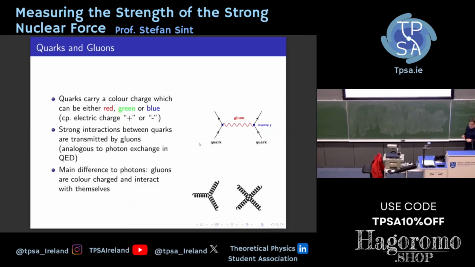So quarks and gluons. Quarks carry a color charge, and this, unlike electric charge, cannot just be plus and minus. It can have 3 different states, and they have been basically likened to colors. So color is an analogy that people use, and say you have a red, green, and blue charge for each quark or antiquark. And the strong interaction between quarks is transmitted by gluons. So gluons basically replace the photons of QED, of quantum electrodynamics. And so you have the same type of diagrams. If you have a quark scattering off another quark, you have an exchange of a gluon.